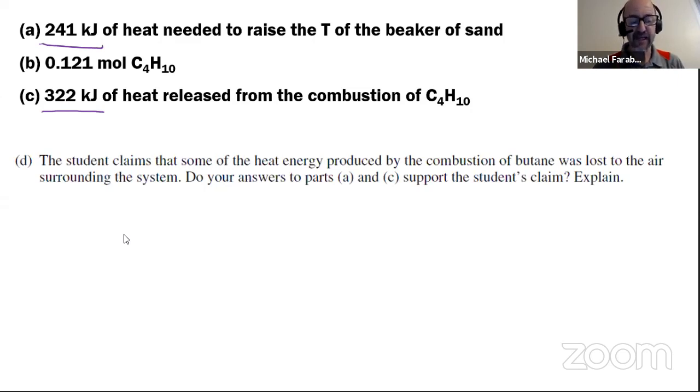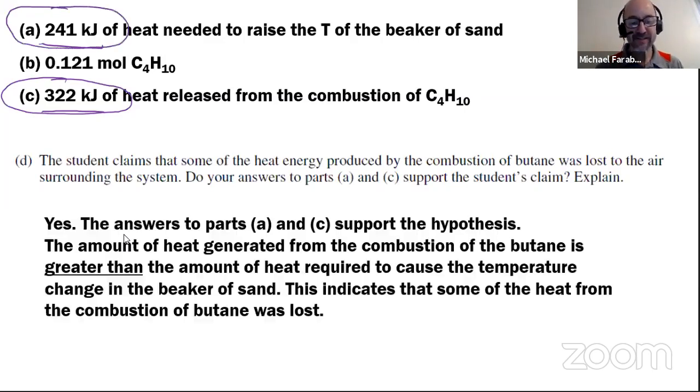So let's see if the claim in part D of this question is something you can agree with. The student claims that some of the heat energy produced by the combustion of butane was lost to the air surrounding the system. Do your answers to parts A and C support this claim? Well, it looks like the output of heat from the combustion of butane was actually greater than the amount of heat needed to raise the temperature of the beaker of sand. So I would say yes, the answers to part A and C do support this claim, or this hypothesis.